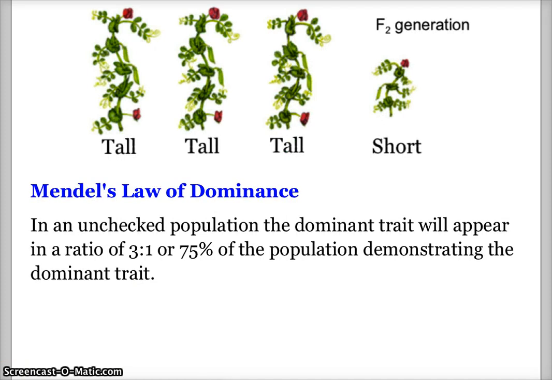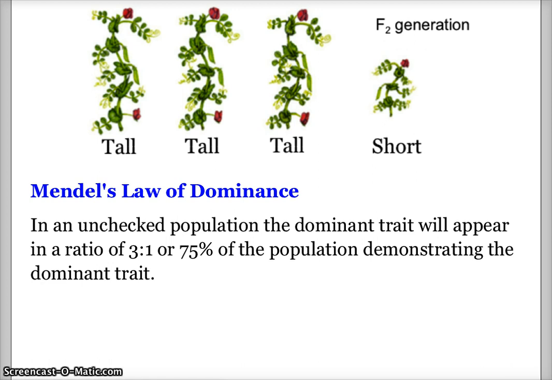So this comes to be known as Mendel's law of dominance, that in an unchecked population, the dominant trait will appear in a ratio of 3 to 1, or 75% of the population demonstrating the dominant trait. Now, the interesting thing about this is what the statistics and probability show mathematically. Mendel always didn't get population rates in these numbers.